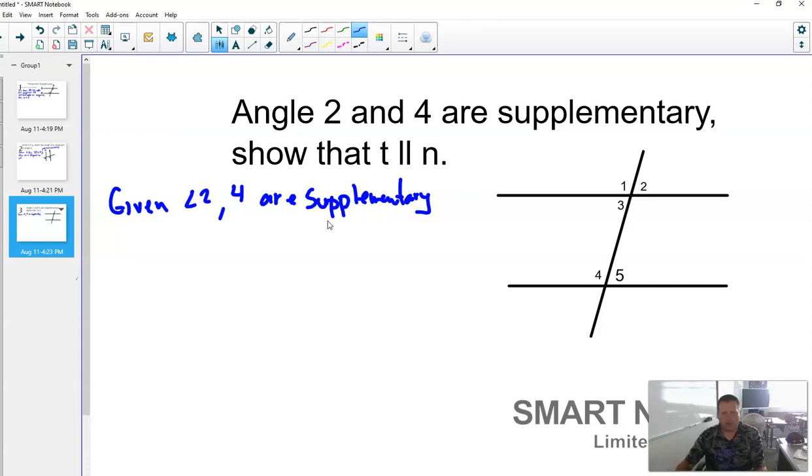So how do I show that this should be T? I didn't write these down. T and N should be here. How do I show that these two lines are parallel? They look parallel, but I have to prove it. So I know that 2 and 4 are supplementary to each other. This one I've got to do a couple other things with. I'm given that 2 and 4 are supplementary.